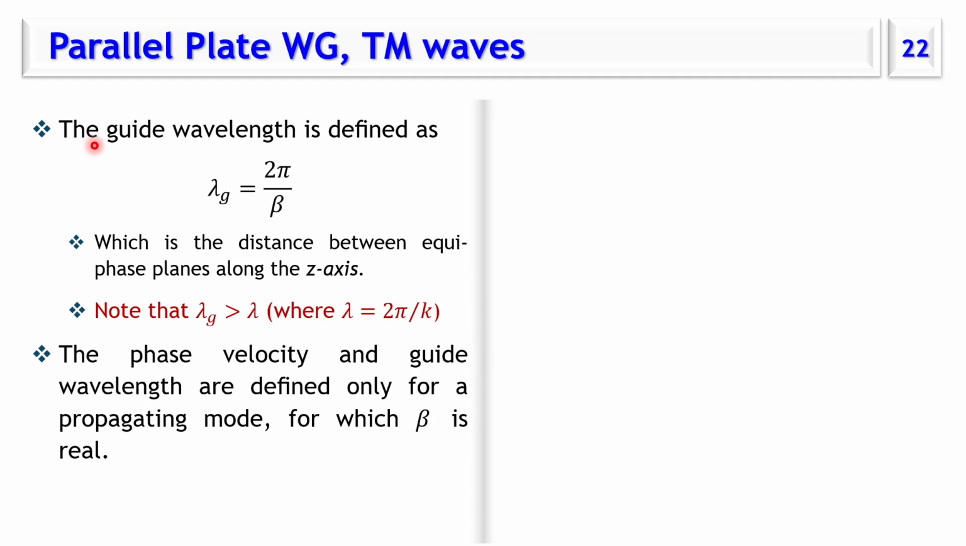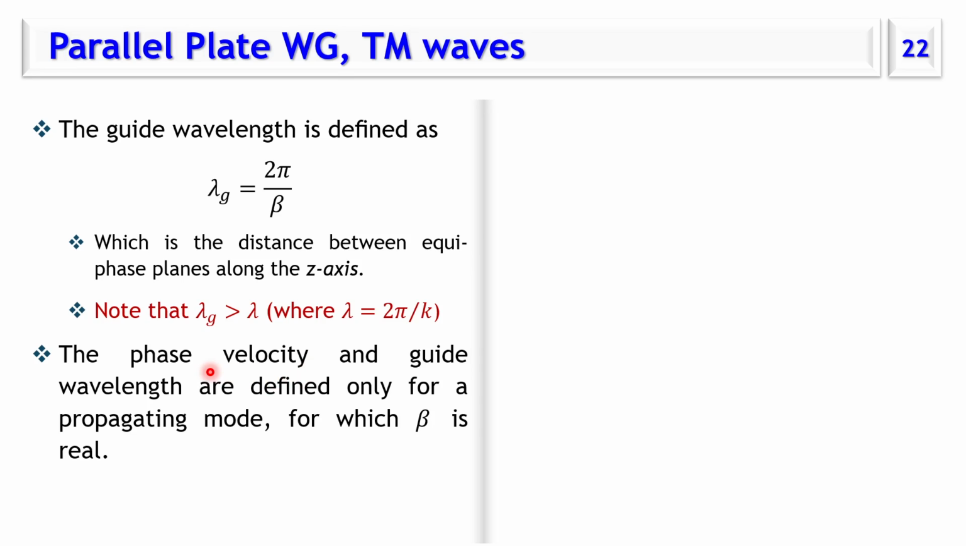So the guide wavelength lambda g equals 2 pi over beta, which is the distance between equiphase planes along the z-axis. We know that lambda g is larger than lambda. Lambda equals 2 pi over k. So the phase velocity and guide wavelength are defined only for propagating modes. For non-propagating modes, beta is imaginary, and those two quantities have no meaning.